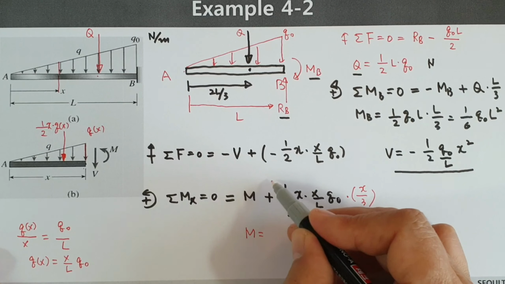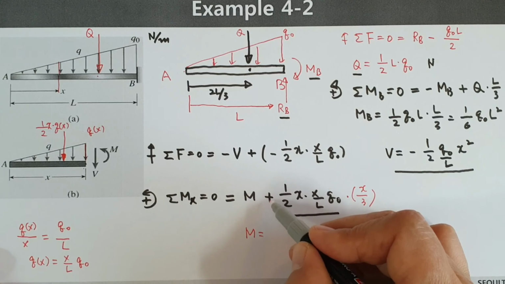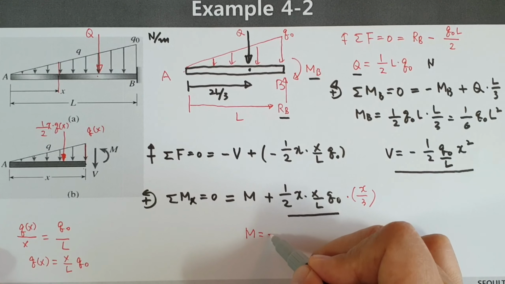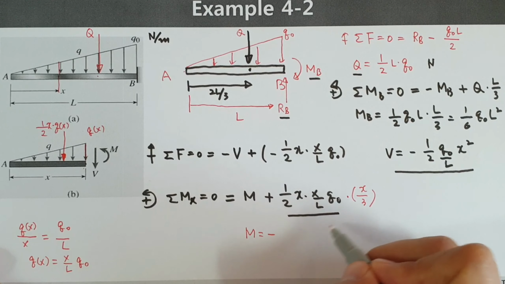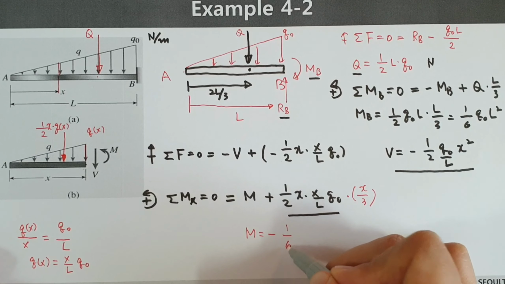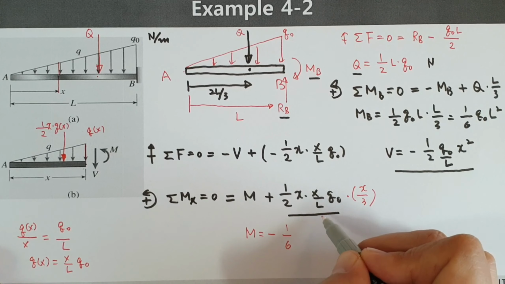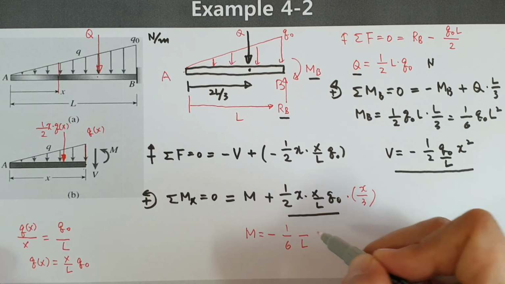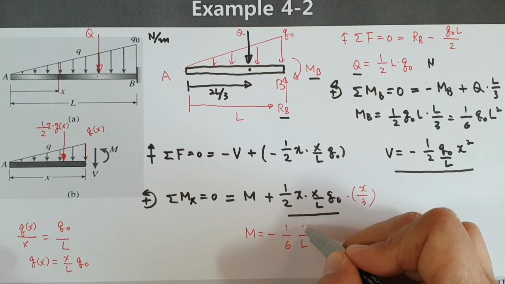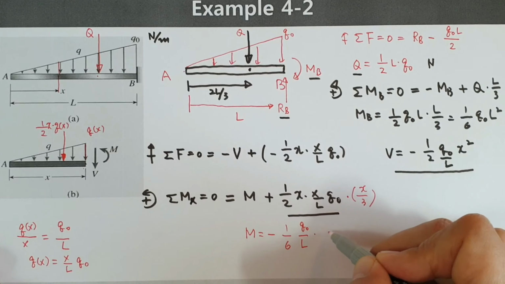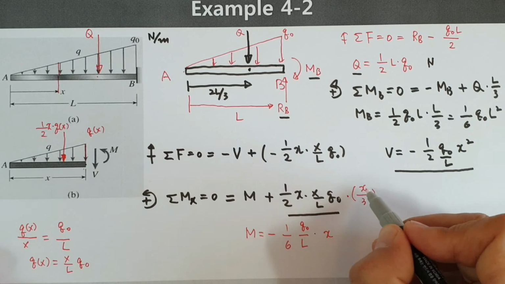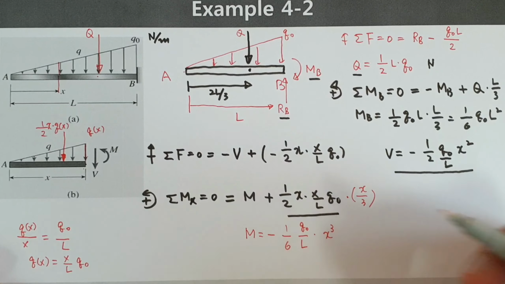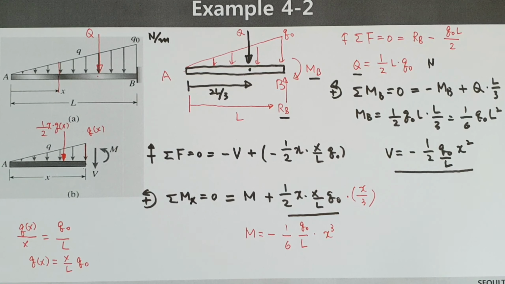And finally, we can calculate M. The direction is not positive, this one is positive. Minus 1 over 6 L Q0 and X to the power of 3. Okay, we can calculate shear force like this one.